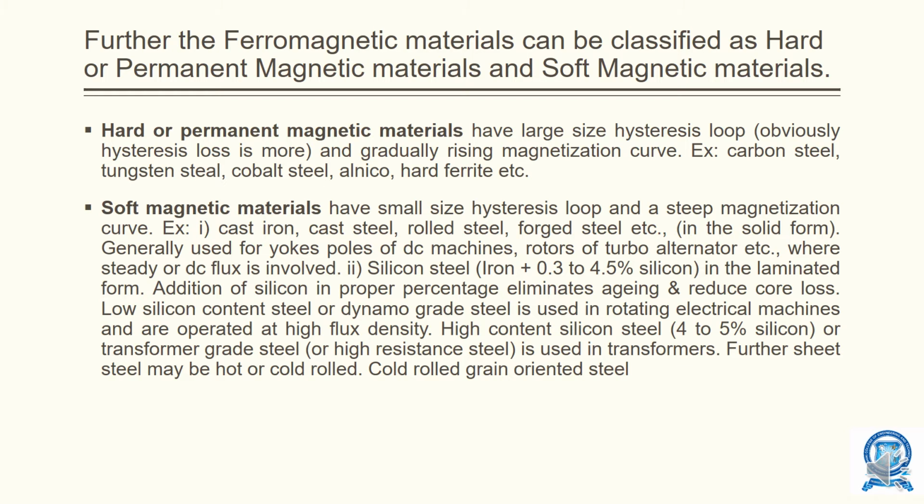Soft magnetic materials have a small hysteresis loop and a steep magnetization curve. Cast iron, cast steel and rolled steel are some examples in solid form. Silicon steel is in laminated form. Addition of silicon in proper percentage eliminates aging and reduces the core loss. Low silicon content steel, or dynamo grade steel, is used in rotating electrical machines, and high silicon content steel is used as transformer grade steel. In transformers, high silicon content is used, and in rotating machines, low silicon content.